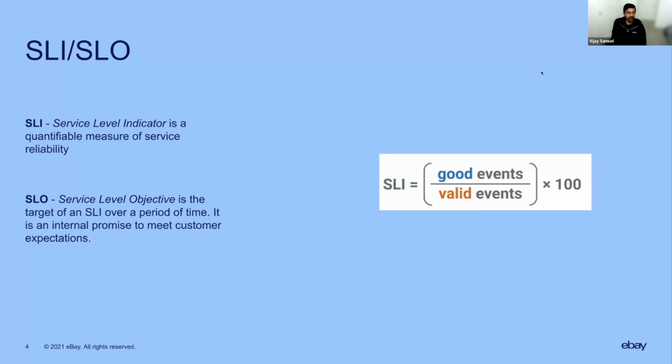A quick refresher on what SLIs and SLOs are. An SLI, or a service level indicator, is a quantifiable measure of service reliability. And an SLO is a service level objective, that is the target of an SLI over a period of time. It is an internal promise to meet customer expectations. So a simple formula to compute an SLI would be the total number of good events divided by the total number of valid events times 100.